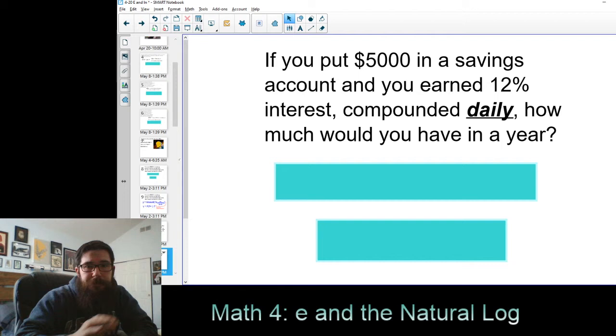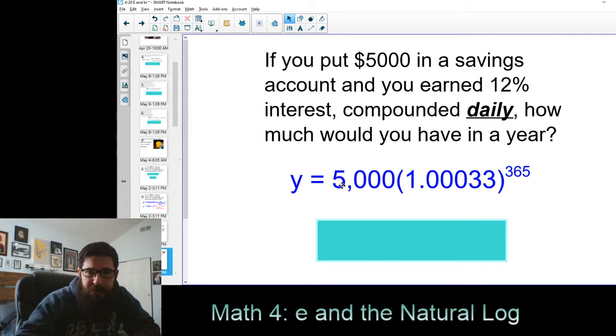Got an extra $34.13 just by changing how often you calculate the interest owed. We're going to try it now with daily. So think how many days are going to be in a year, what that setup is going to look like. It doesn't stay the same.